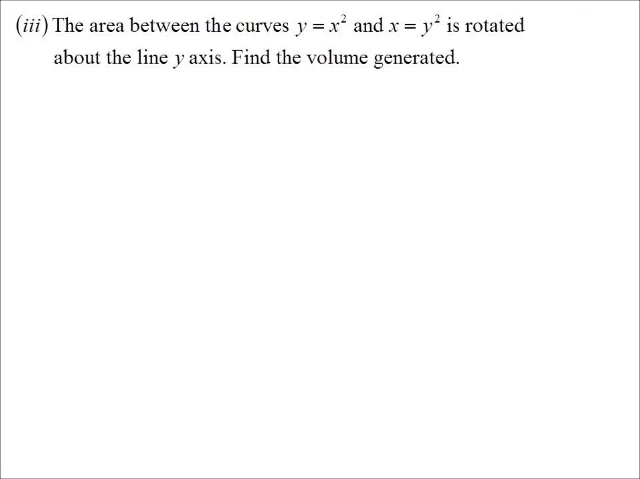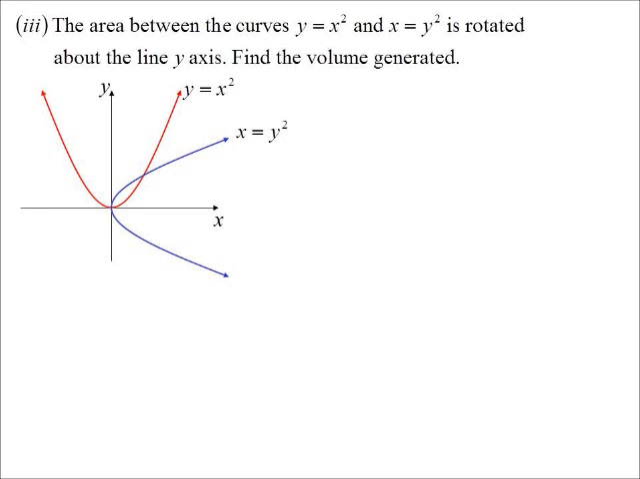Alright, let's do one where we trap an area between two shapes. So we've got two parabolas. One's the normal way, one's the sideways parabola. y equals x squared, x equals y squared. We're going to rotate around, which one is it? We're going around the y-axis. So my slice will be perpendicular, which will be horizontal.